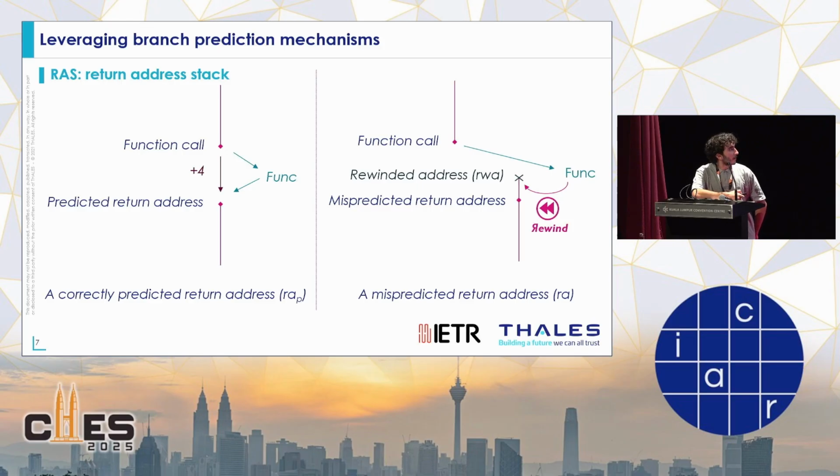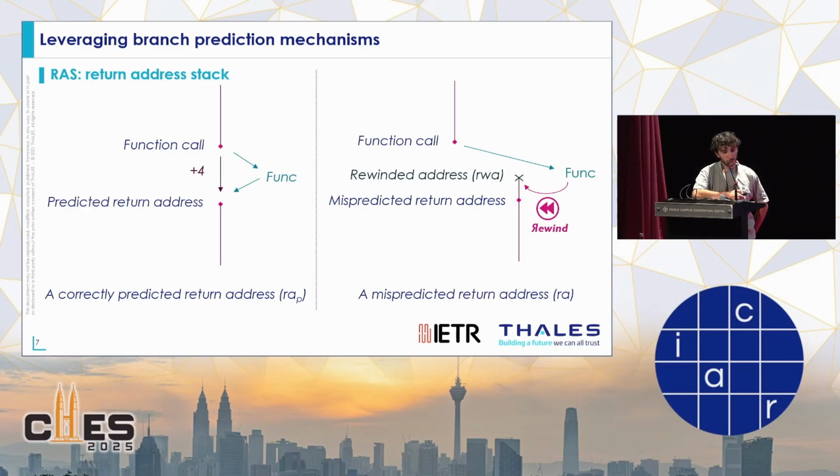So on the left, you have what it would look like. You have your function call here, and once you execute the call instruction, you push the address +4 on the return address stack, which is a hardware module. You execute your function, and when you return from it, you pop the value from your return address stack and start fetching instructions at this address. And if, once resolved, the return instruction corresponds to its address, you've won a few cycles here.